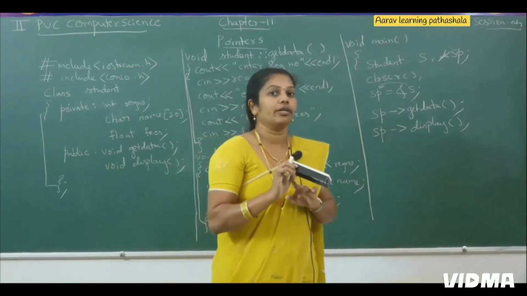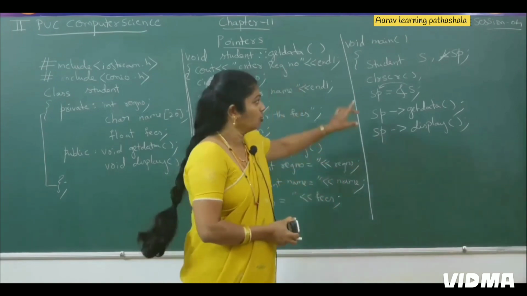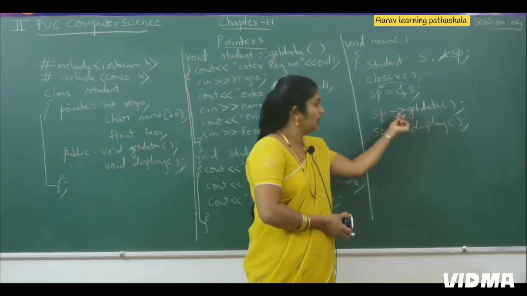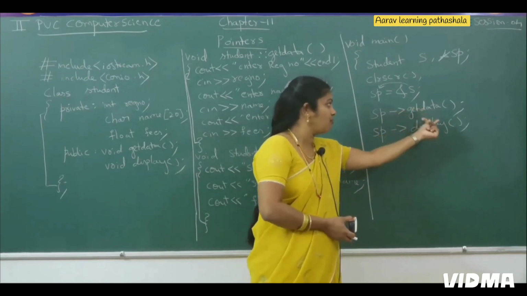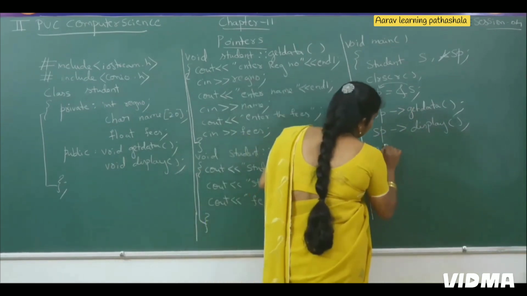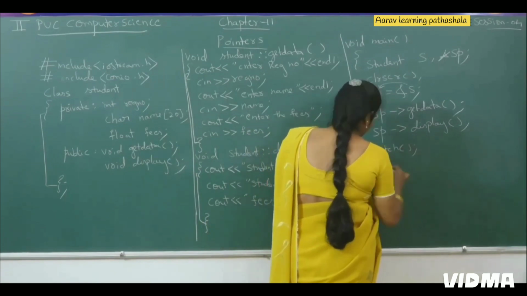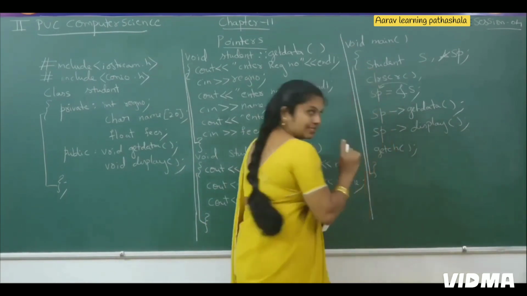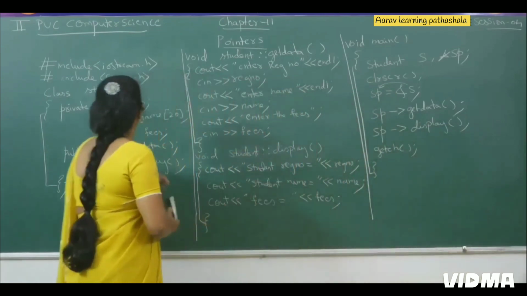We are just inputting the values and just displaying the values. For this reason we do not require a compute section. Only the object pointer calls the functions with the arrow operator, that is the getdata function and one more, the display function. Then getch, close the main program which you opened. Now is it clear? Once again I am going to explain this concept.